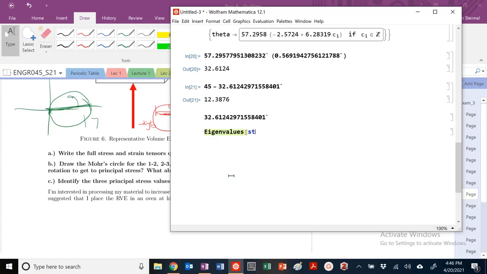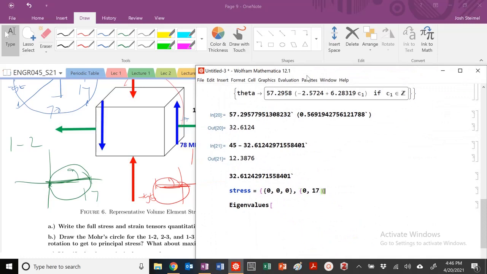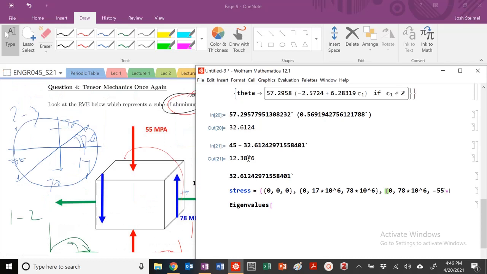Eigenvalues of my full stress is going to be this. So my stress is going to be 0 here, 0. I'm trying to do this by memory. 0, and then 0. My sig 22 is 17 megapascal, 17 times 10 to the 6. 78 times 10 to the 6, and then 0, 78 times 10 to the 6, and then minus 55, right? Yep, 55 times 10 to the 6.